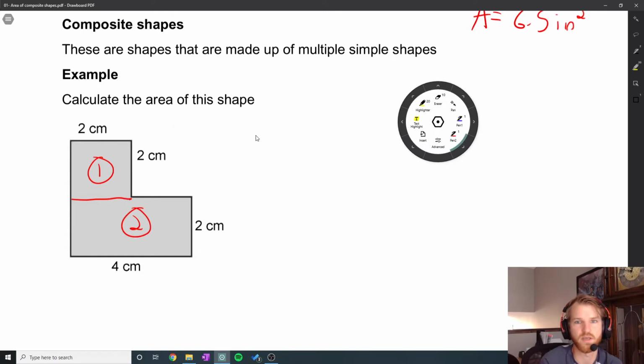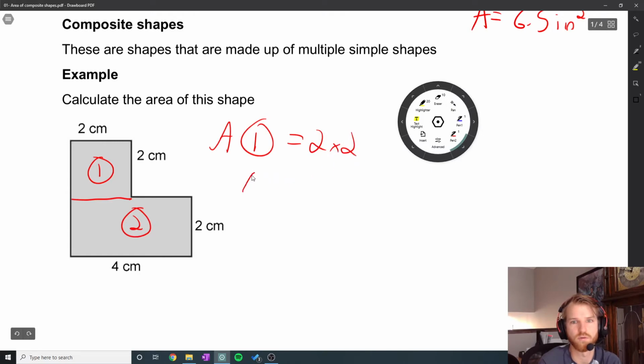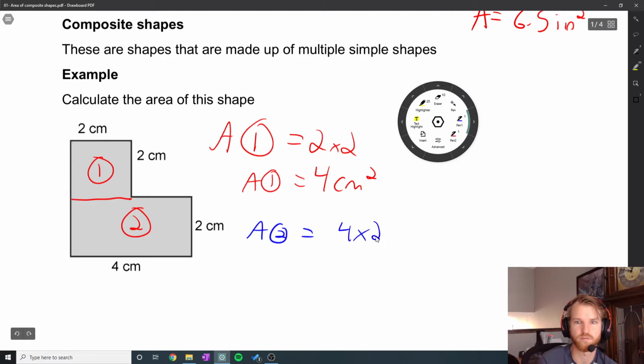So I'm going to find the area, I'm going to call it area 1. The area of this first thing, the area of a square or rectangle, is length times width, so it's just 2 times 2. So the area of my first shape is equal to 4, and I'm talking about centimeters, so this is going to be centimeters squared. For my second shape, maybe I'll do this in blue. The area of my second shape is length times width again, so it's 4 times 2. So that one's equal to 8, and again, it's going to be centimeters squared.